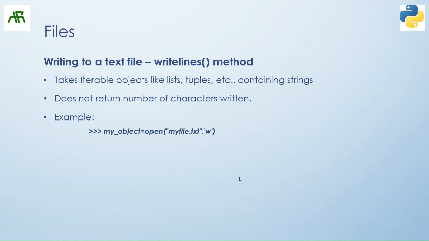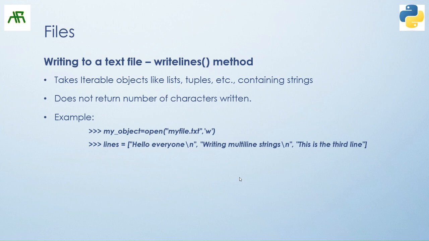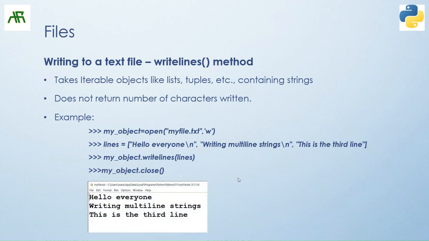For example, I open my file in write mode, lines equal to hello everyone, writing multi-line strings, this is the third line. I have three strings and two of them have newline characters. So it should show me three lines: the first line with hello everyone, the second line with writing multi-line strings, the third line with this is the third line. And I call the writelines function on lines, which holds the multiple strings. In this case, I have a list, and I'm closing it. This is how the output looks.